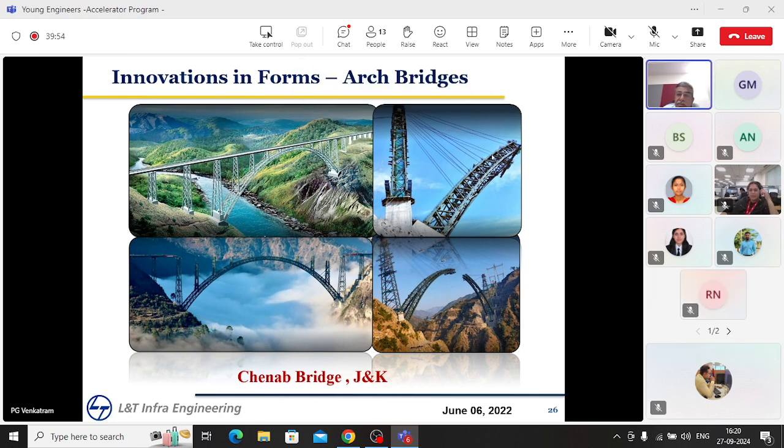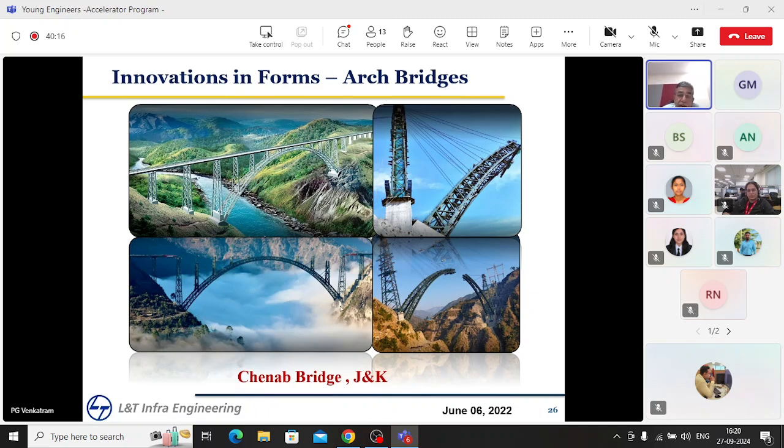First one is only an artist conceptualization. And the other photographs are from this bridge during its construction at various stages. So this is when the arch was starting. And as you can see from this picture, it is on very hard rock on this side and an equally hard rock on this side. And that is how this arch has been built. It's about 450-meter span.